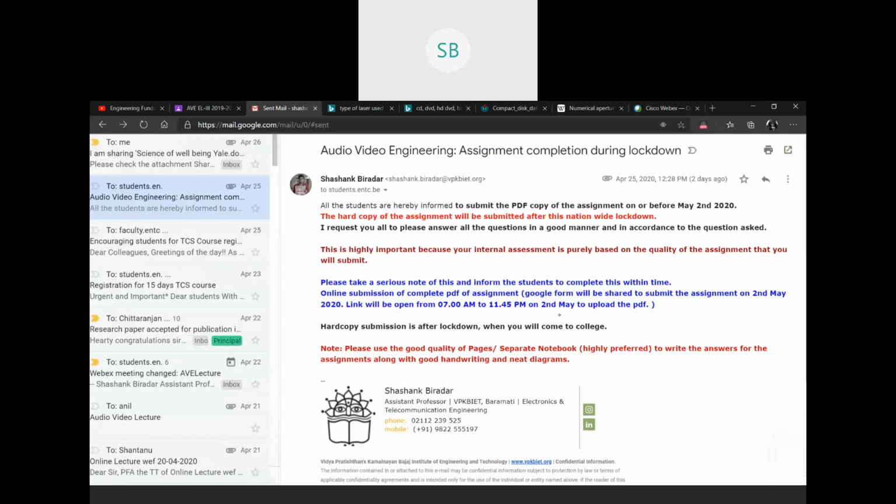Okay, you can submit the hard copies of the assignments when you come back to the institution. Please use good quality pages or a separate notebook, which is highly preferred, to write the answers for the assignment. Use or refer neat diagrams for the specific question.